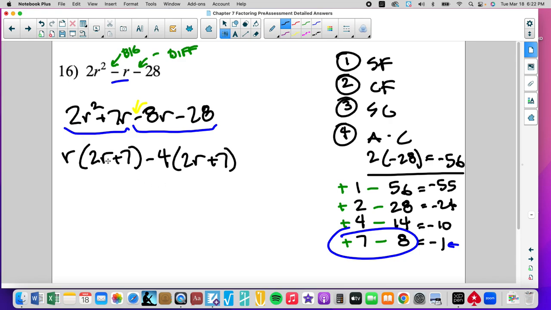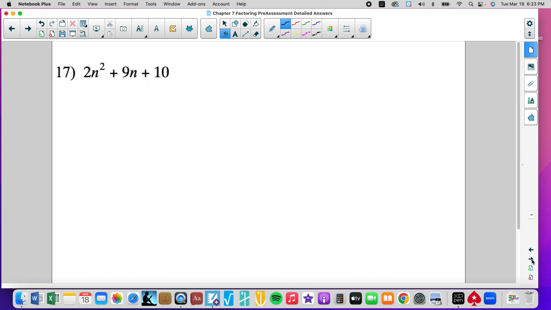I know I did it correctly because the two parentheses are the same, identical. So I'm going to pull out that 2r plus 7, and that leaves me with r minus 4. And that's how you factor when a is greater than 1.